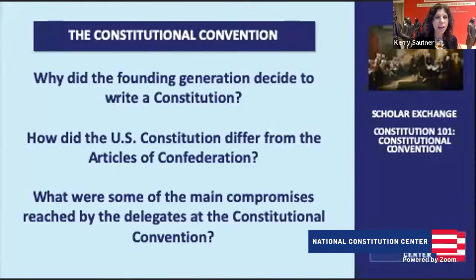Three big guiding questions for today's class: why did the founding generation decide to write a constitution? What was going on and what brought them to this big peak moment in time? How did the United States Constitution differ from the Articles of Confederation? If you don't know what the Articles of Confederation are, no worries, you will by the end of class. And finally, what were some of the big compromises that happened in this room to get the Constitution to a point where they could send it back to the states for ratification?